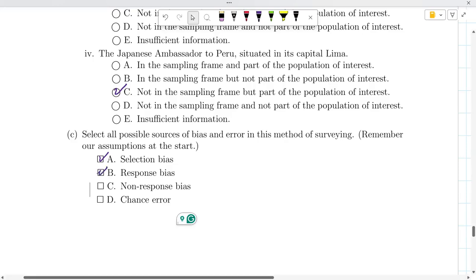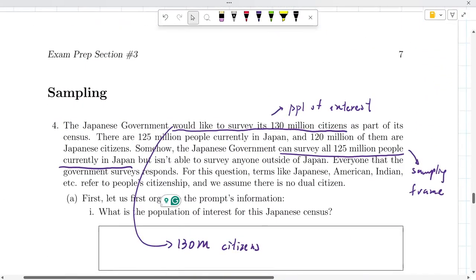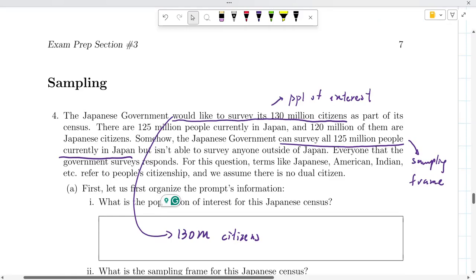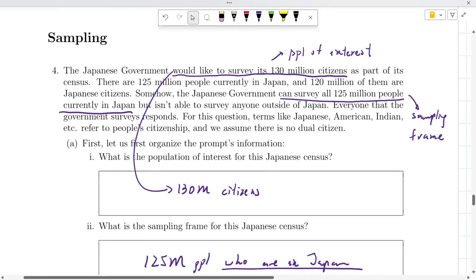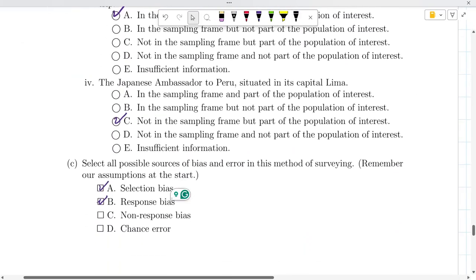Is there a non-response bias? Well, we can go back and check the prompt. Everyone that the government surveys responds, according to this line. So it's impossible for someone to not respond according to the rules of the question, and therefore the non-response bias does not exist. Is there a chance error? Well, we survey every single person, and whether a person is out of Japan or not is not really due to chance, so we won't say there's a chance error. So therefore, the only choices we'll select are A and B.